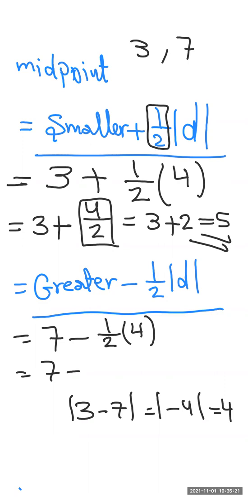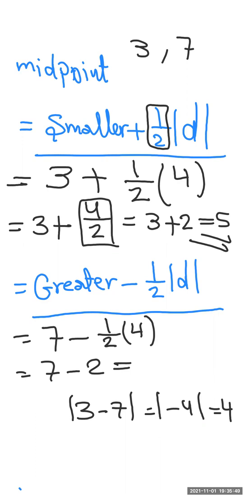Mister, I always use 4 beside the 1 over 2. I think the greater is easier. Mister, do we only have to use 4 and half only?